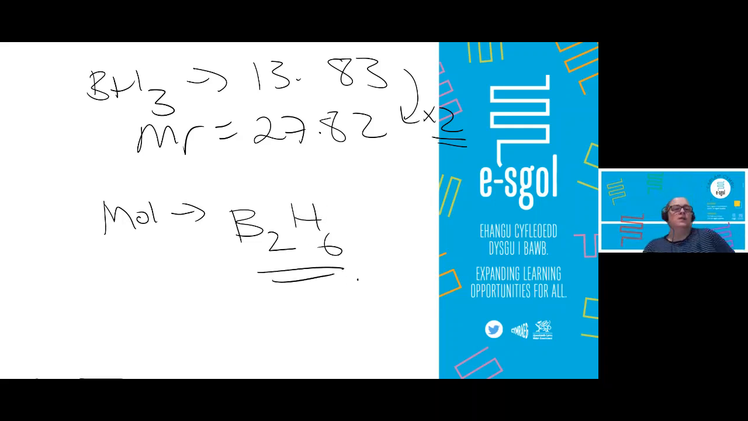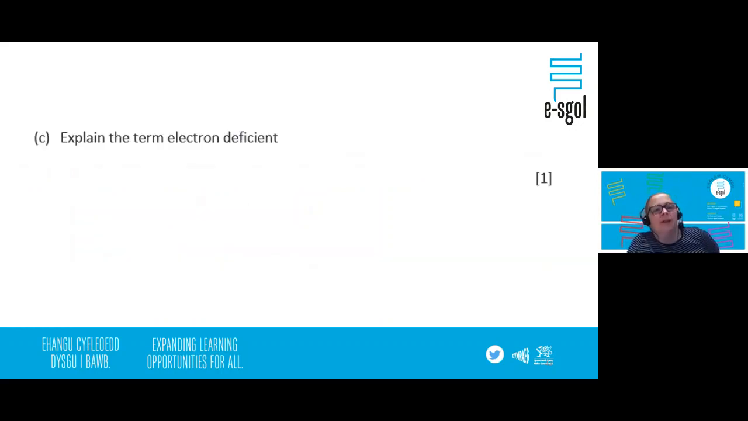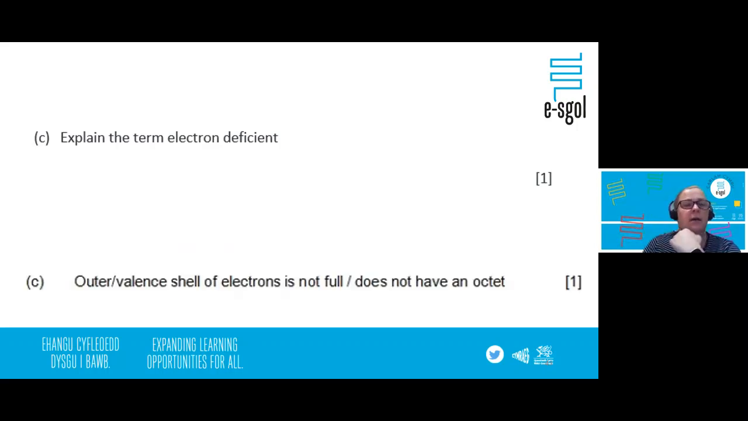Okay. So that is relying on empirical formula calculations from year 12. But it's synoptic in year 13, so you cannot put it to one side. Right, explain the term electron deficiency. I'm not going to dwell on this too much at all, because I'm fully aware that I'm running out of time. So for electron deficiency, simply tell the examiner for 1 mark that it doesn't have an octet.